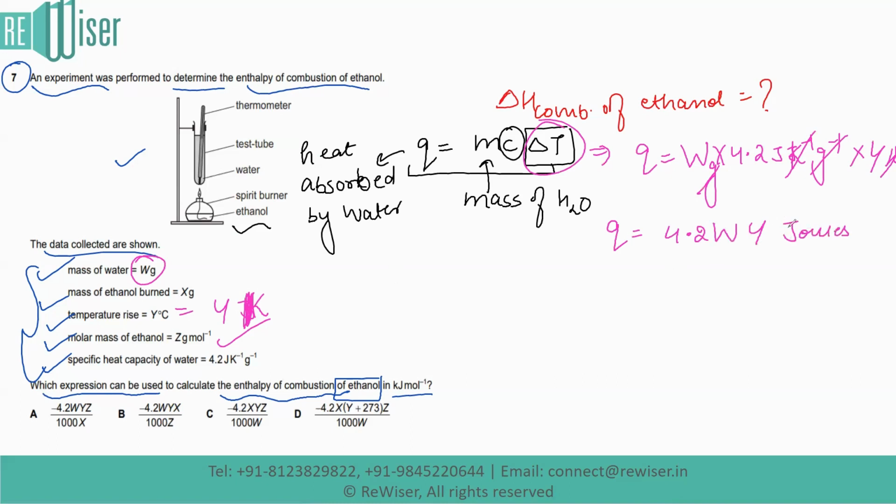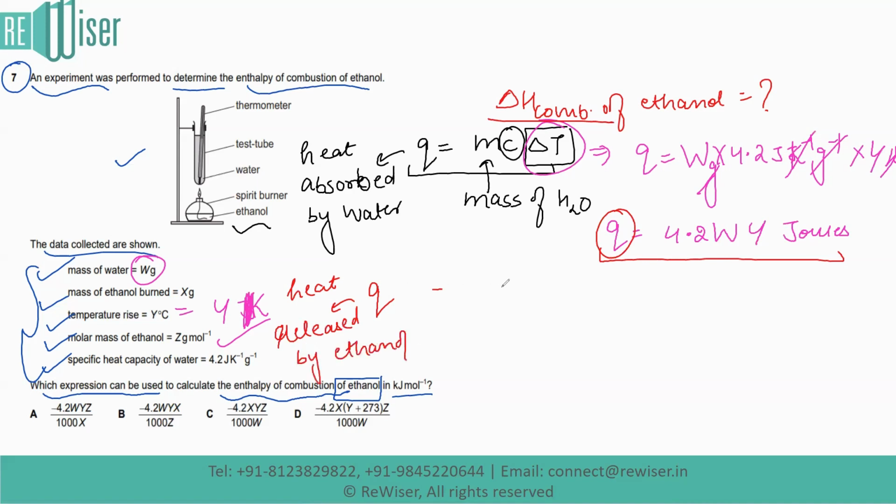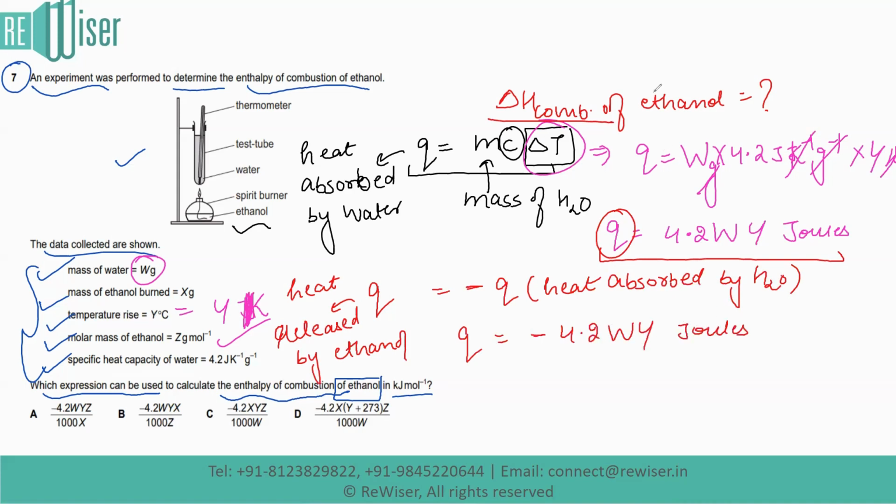This is in joules. Right, so now we have W, we have Q. Q means heat absorbed by the water. From here, we can very easily calculate the heat released by the ethanol, because we have to figure out the combustion of ethanol. So the heat released by ethanol will be exactly equal to the heat absorbed by the water with negative sign. So from here we can say that heat released by ethanol will be negative 4.2 WY joules. So this is the expression for Q.